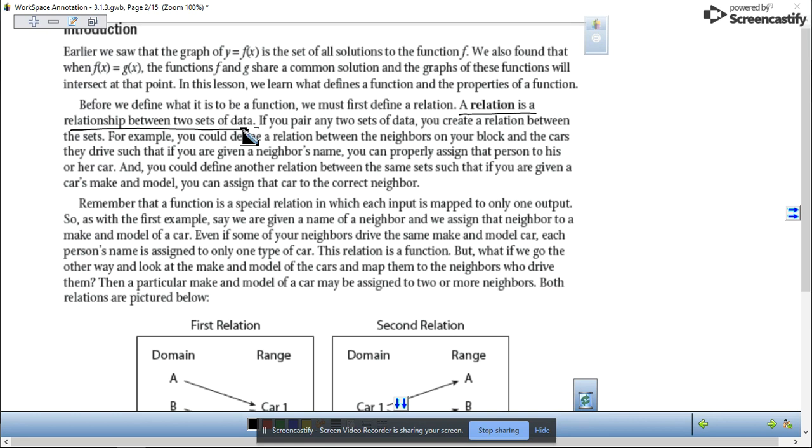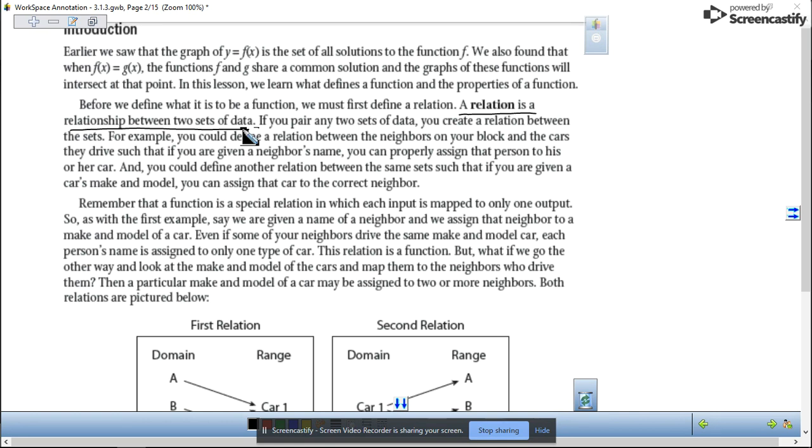For example, you could define the relationship between the neighbors on your block and the cars that they drive if you wanted to. Neighbor A drives a Honda Civic, right? Make and model, whatever. You could also define a relation as, on my block, if there's a Honda Civic, it's driven by person A and person B or whatever.